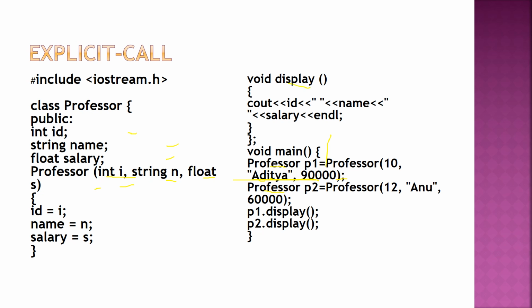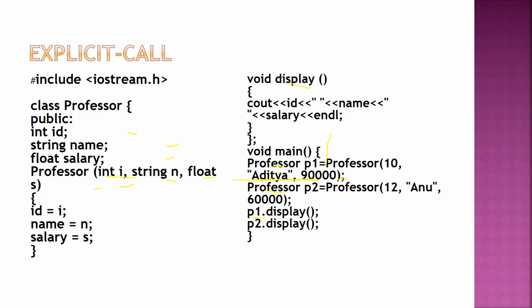In the main program, I have created two professor objects, that is P1 and P2. The two objects have been passed two values: P1 is ID 10 for Aditya, and P2 is ID number 12, Anu, the second professor, who has been passed a salary. Once I have passed a value for object 1, that is P1 is equal to professor 10 and Aditya with a salary of 90.